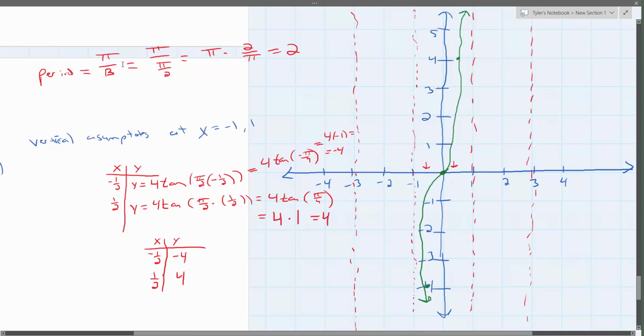Right. So then, if I want to graph additional periods of this, or I guess call them cycles, right? If I want to graph more cycles, then here, I'm going to have an x-intercept here, and then halfway in between, we're going to be at negative 4, and then halfway in between 2 and 3, at 2.5, we're going to have positive 4. So then my graph is going to look like this.